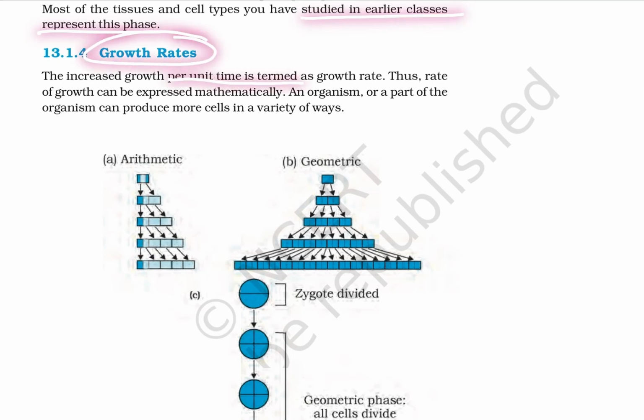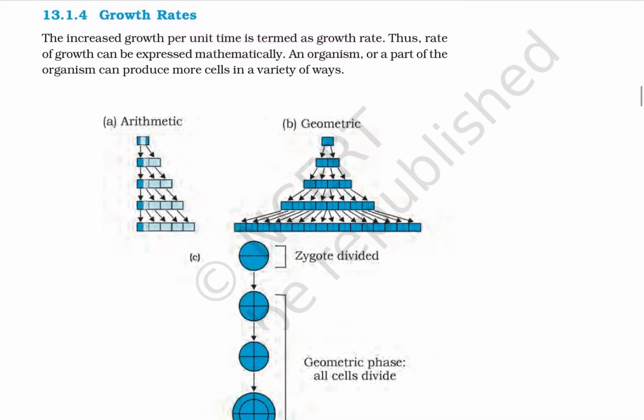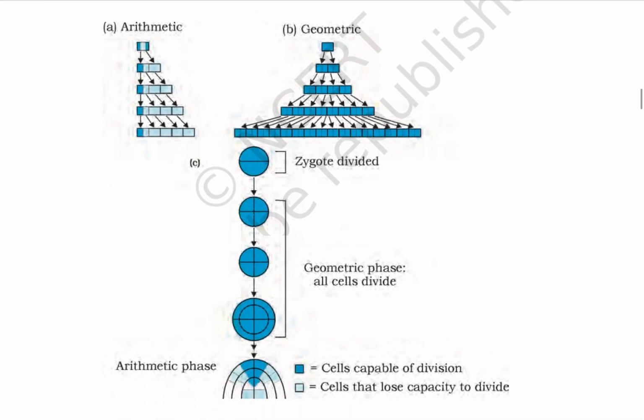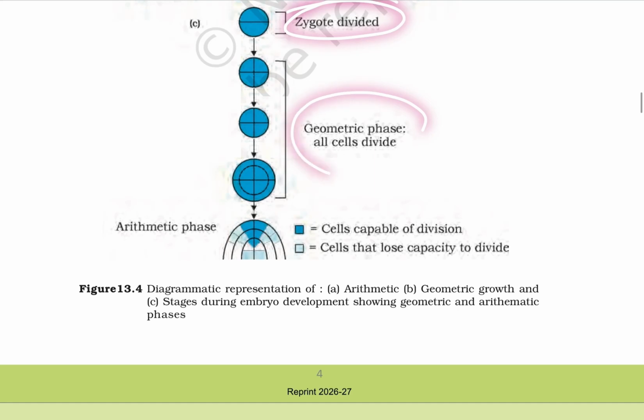Growth rate. The increase per unit time is termed the growth rate. The rate of growth can be expressed mathematically. An organism or a part of the organism can produce more cells in a variety of ways, arithmetic or geometric.